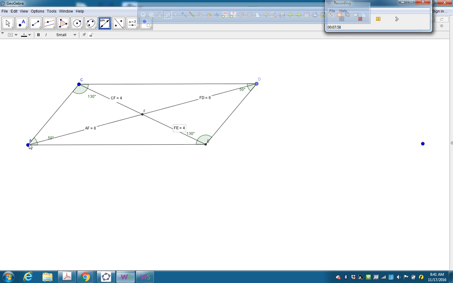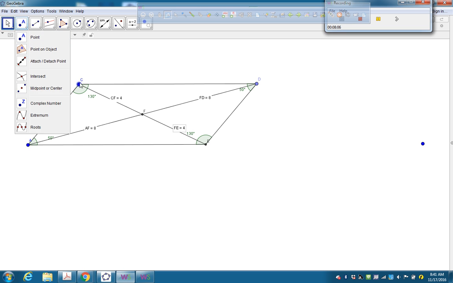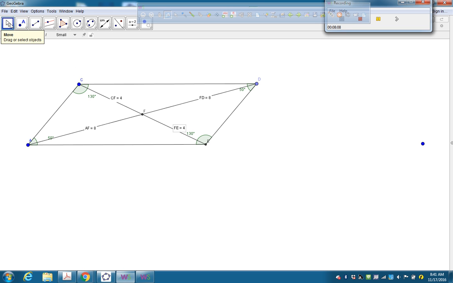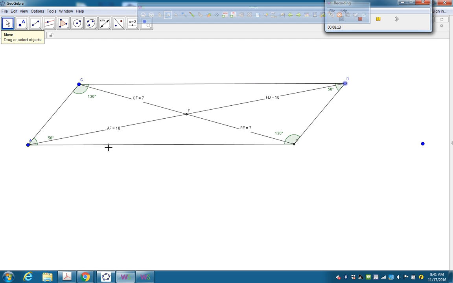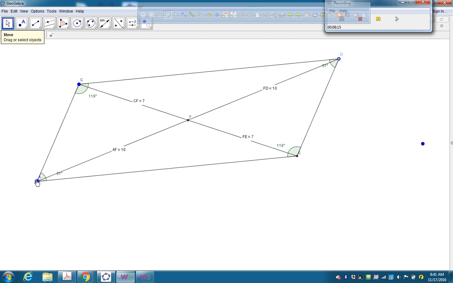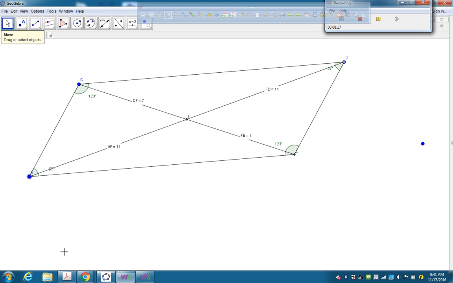So now that we did that, okay, who can tell me something special about the diagonals? Let's drag. There we go. Who can tell me something special about the diagonals of my parallelogram? What's special? If this is equal to this, and this is equal to this, what does that mean? If these two things are equal.